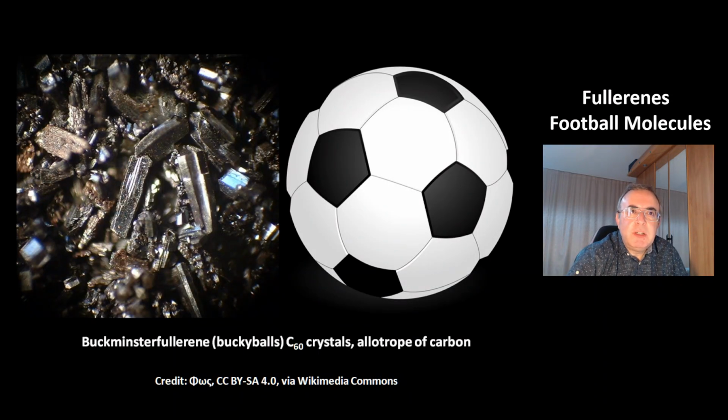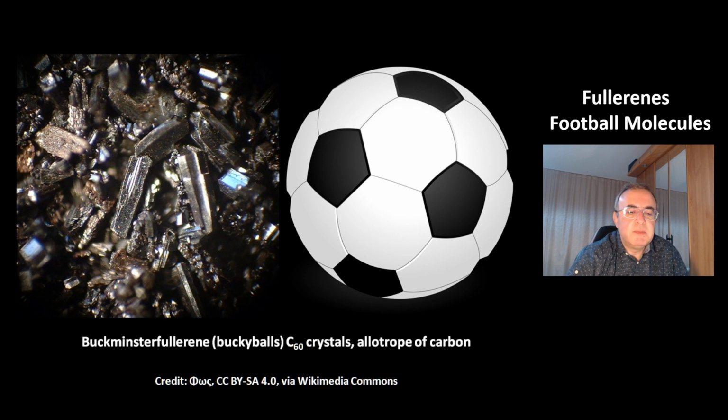Welcome to today's video about the Fullerenes. These are the football molecules. In this picture at the left, you can see the crystals of the molecule C60, which is also called Buckminsterfullerene or buckyballs. And the buckyballs are allotropes of carbon. Allotrope means different form of the same chemical element.